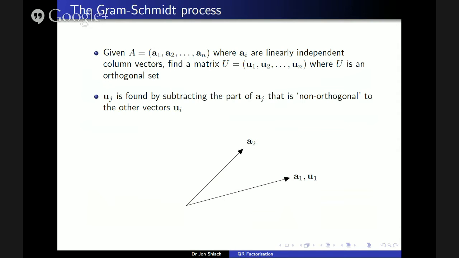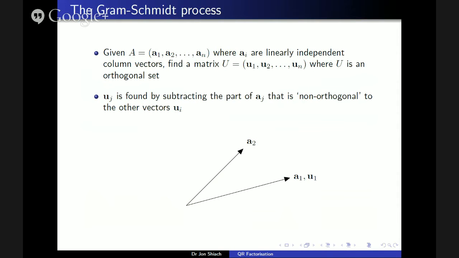What I want to do is find a matrix U, which consists of column vectors, where U is an orthogonal set. That means all of the U's are orthogonal to each other. The A's are not orthogonal to each other, so we want to create a set of U's where they are orthogonal to each other.